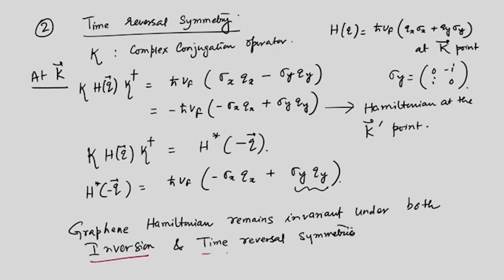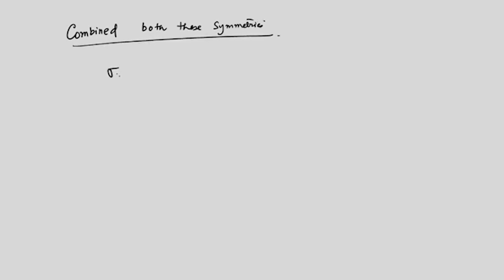So, this is one and this is another, and it remains invariant under both, and the product of them, combined, both these symmetries: sigma z of k, and then h star of minus k, and sigma z of k dagger, this is equal to minus h of, well, you can write it as k or q depending upon, we will write as q.